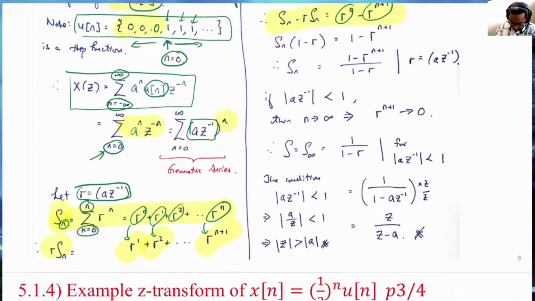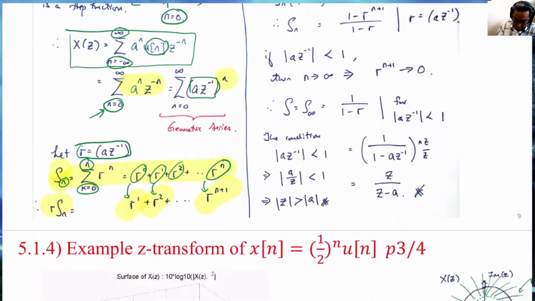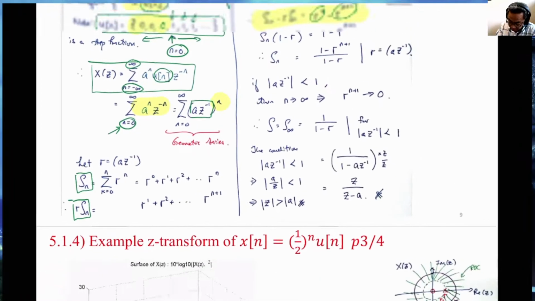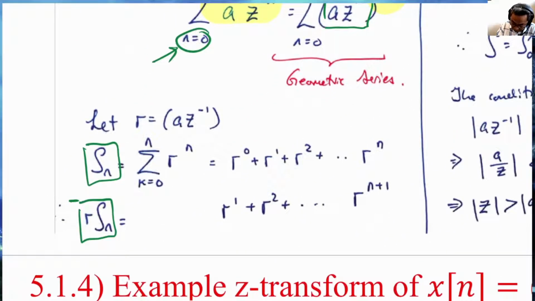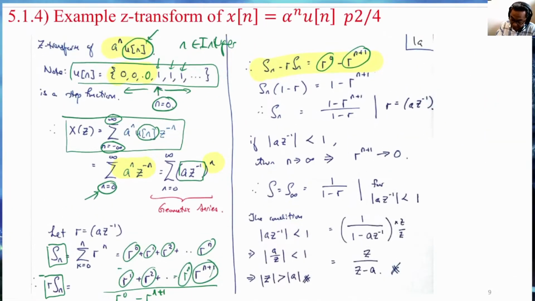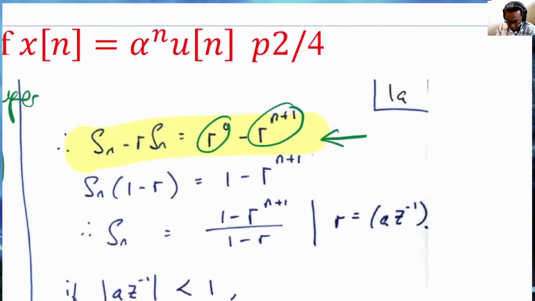Now, let's see what we do. S_n, which is this term over here, minus rS_n. We get r^0 minus this whole term. Well, since there's no r^0 in the second, we get r^0. But r^1 is subtracted by r^1. r^2 is subtracted by r^2. r^n is subtracted by r to the power n here, leaving us with minus r^(n+1). So this is how we get this equation here.